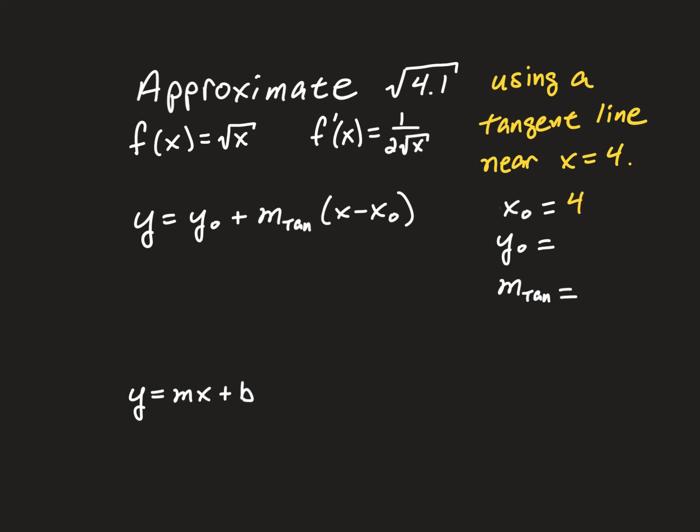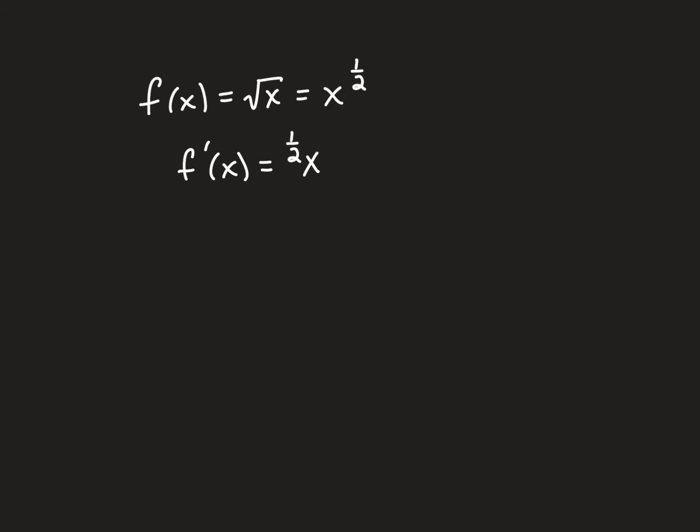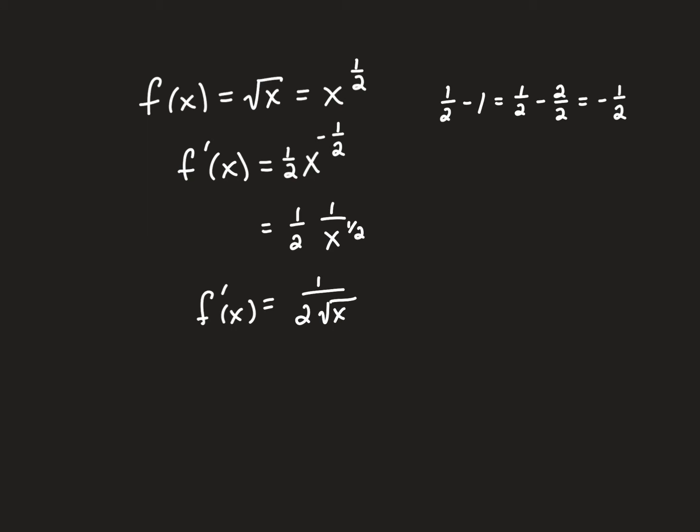Okay, so let's see how we got that. Recall that the square root of x is x to the 1/2, so we bring down the 1/2, we subtract 1 from 1/2, and we get minus 1/2. And so then x to the minus 1/2 is 1 over x to the 1/2, and then x to the 1/2 is the square root of x. All right, so just a quick reminder on how we got that.